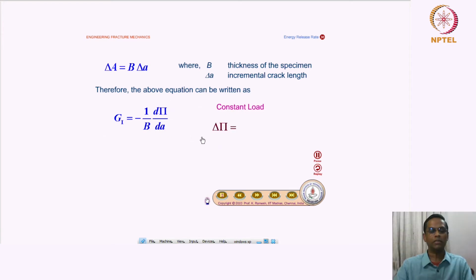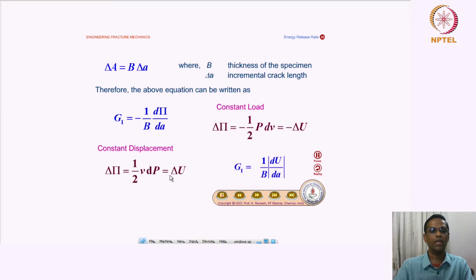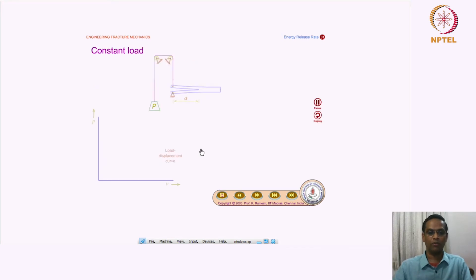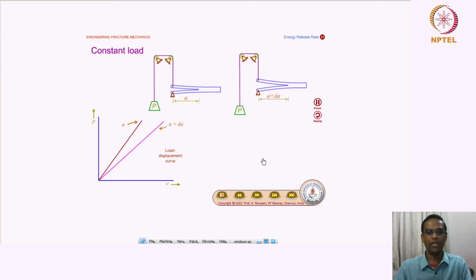We can write this expression for a constant load and constant displacement. So we have known this expression before. So you just put that delta pi is equal to minus delta U. For a constant displacement, again we know this expression already, which is delta U. We can write it like this. G1 is equal to 1 by B dU by da, and this is for the constant load for the energy. These are the two energy release rate expressions for constant load and constant displacement. So this we have already seen.